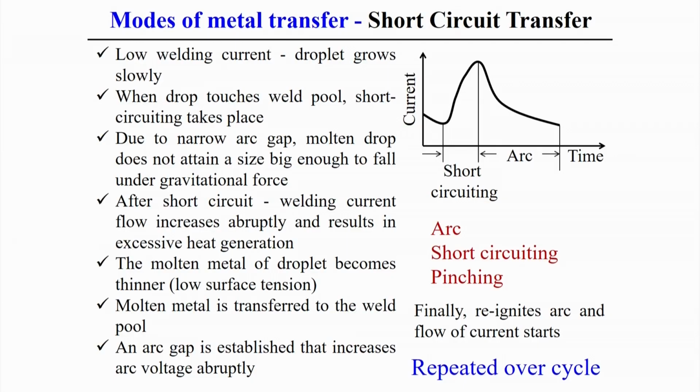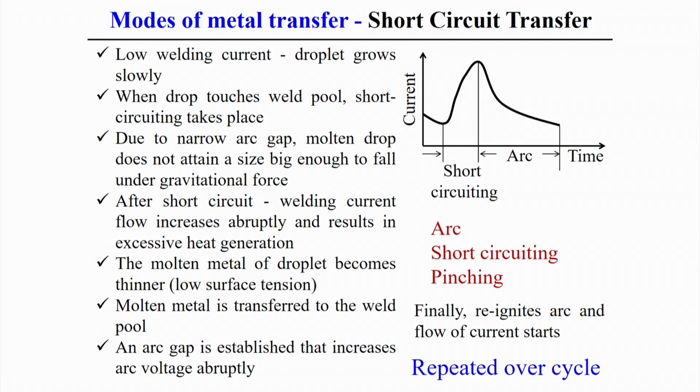At that time, normally a low current flows through the electrode, and the droplet at the tip of the electrode grows slowly because of the low welding current. Then, when the drop touches the weld pool, a short circuit is created, and the current flow through this circuit changes. Due to the narrow arc gap, the molten drop does not attain a very big size.